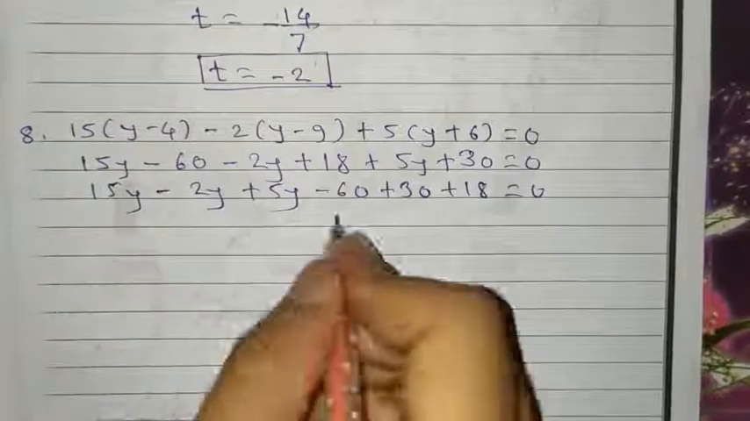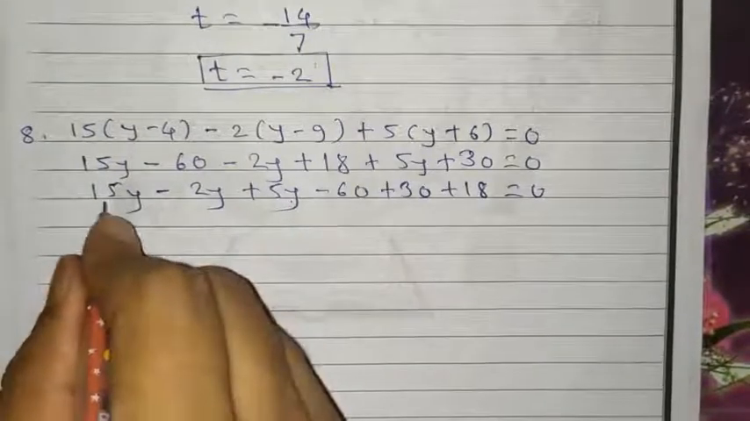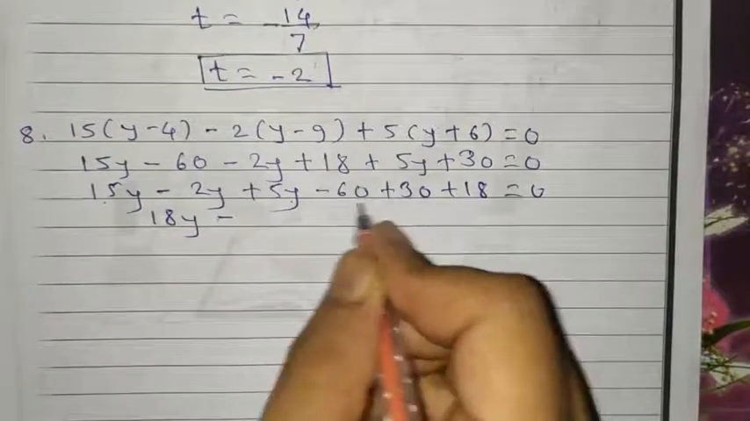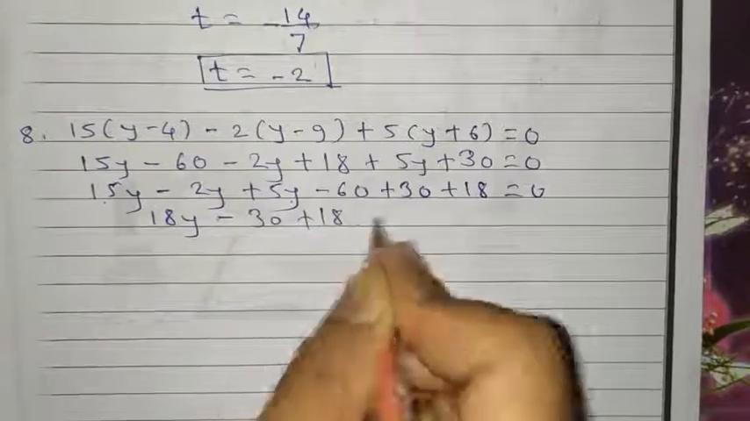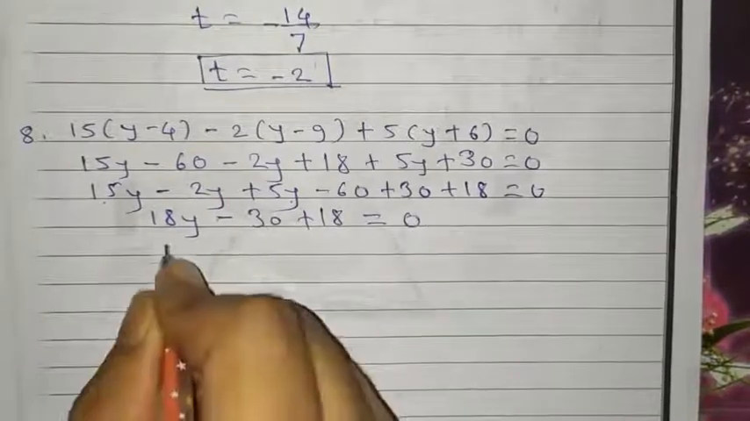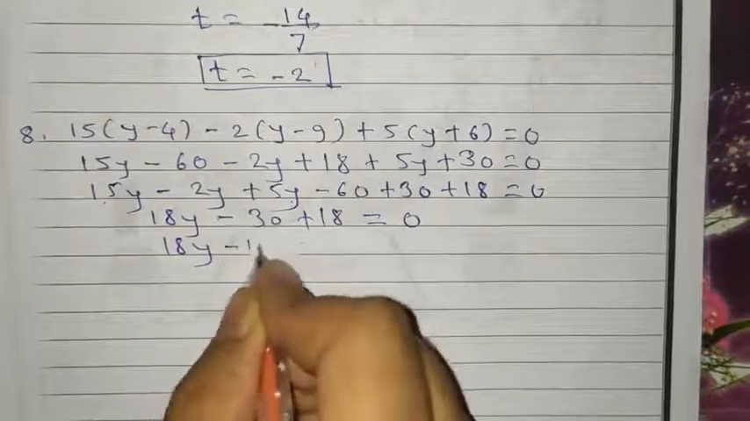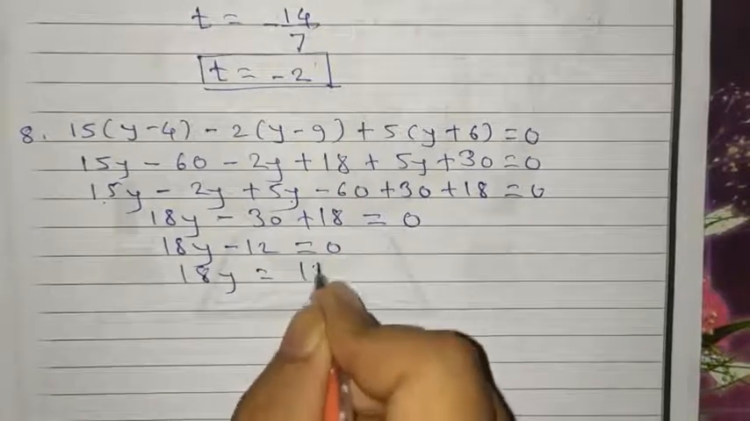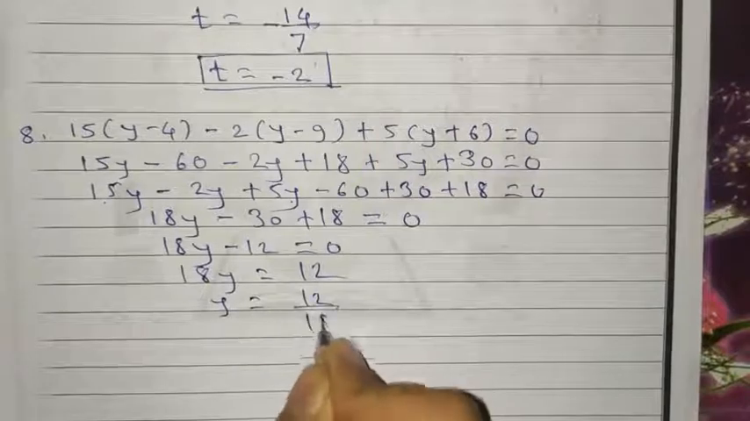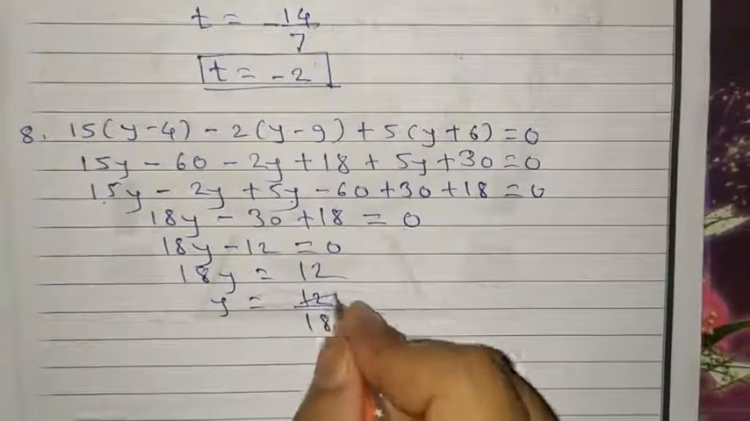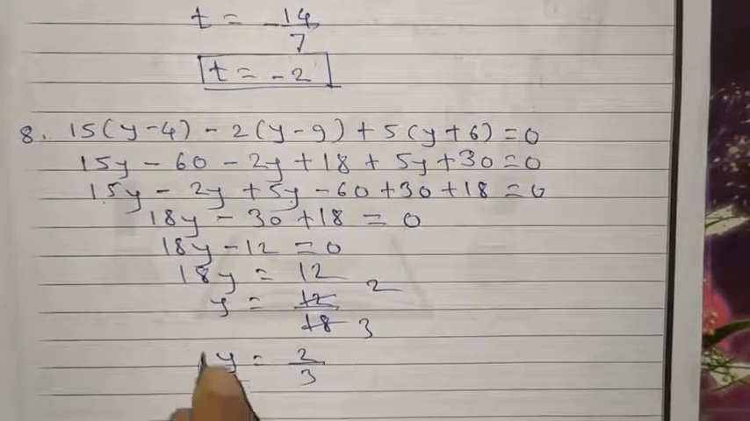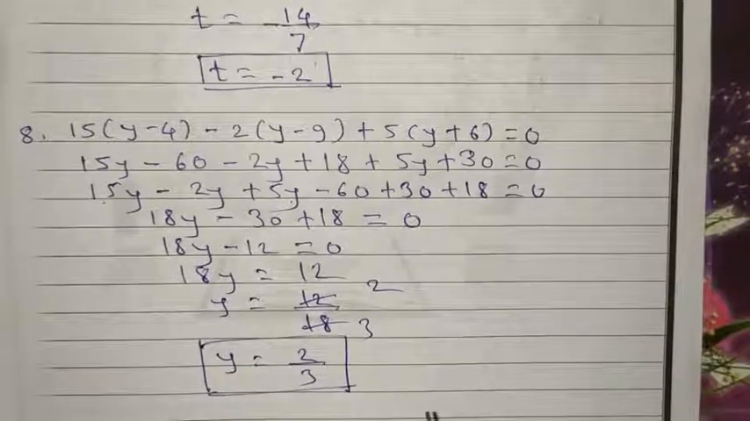After that you can easily solve: 15y, 5y means 20y, minus 2y means 18y, minus 60 plus 30 is minus 30, plus the remaining number 18, equals 0. 18y as it is, so here minus 30 plus 18 is minus 12, equals 0. So 18y equals 12 and y equals 12 upon 18. Both numbers are divisible by 6: 6 2s are 12, 6 3s are 18. So y is 2 upon 3. So we solve this easily. After this we will go to the next question.